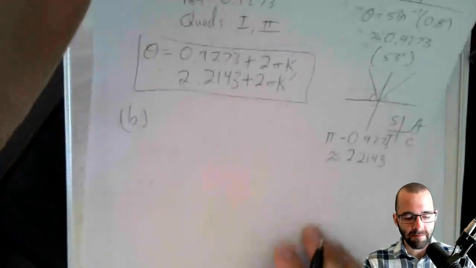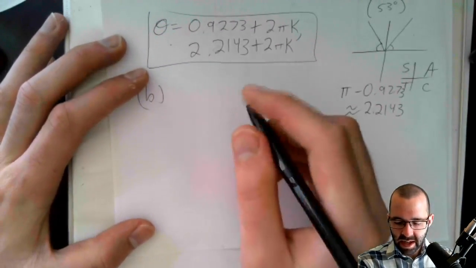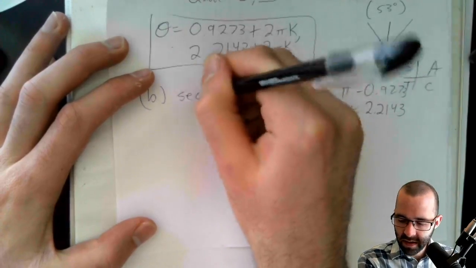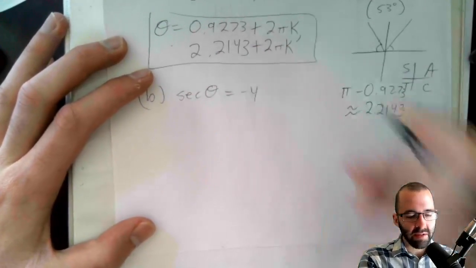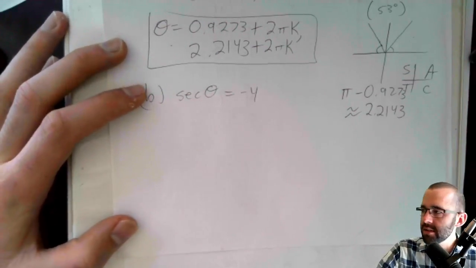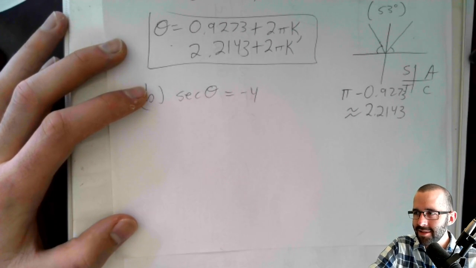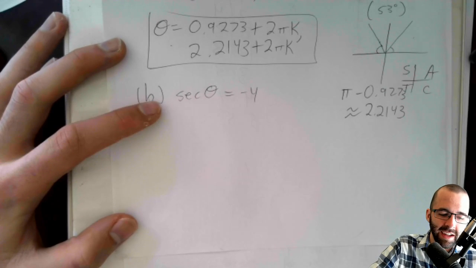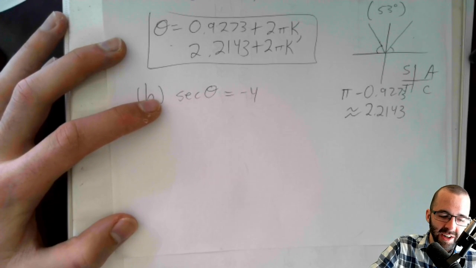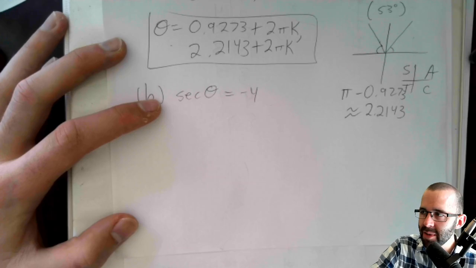Let's look at part B. Say we have secant of theta equals -4. And you might say, okay, we take the inverse secant of both sides. And that's not wrong. But you're going to run into some problems if you try to type inverse secant into your calculator. There's no button for that.